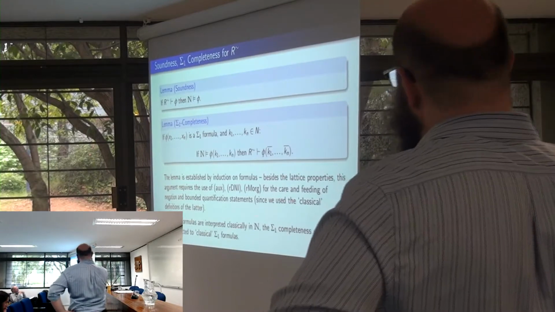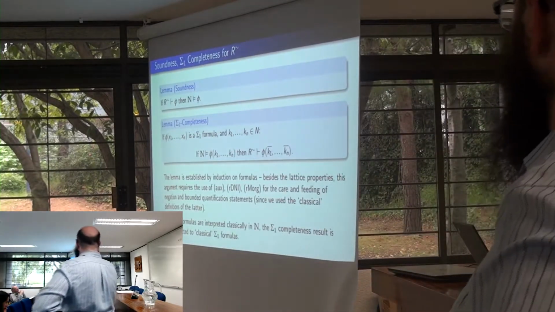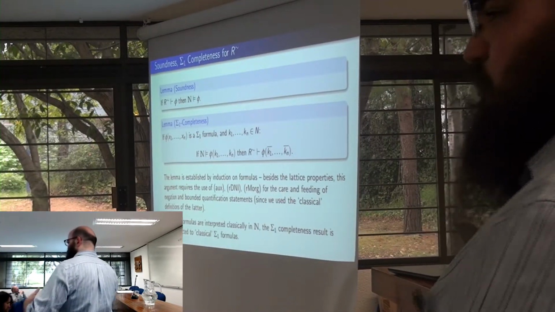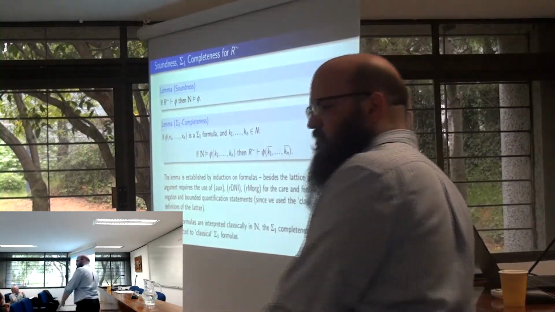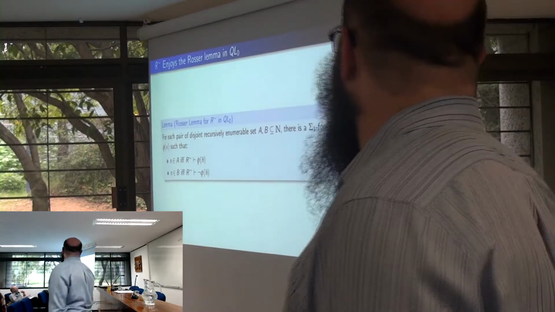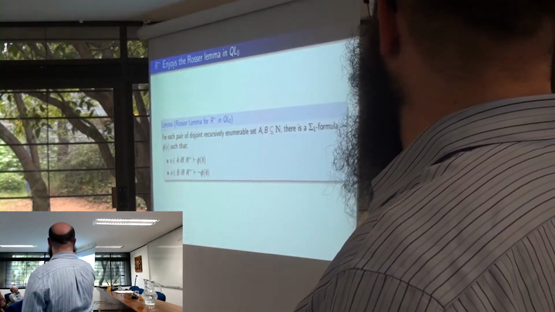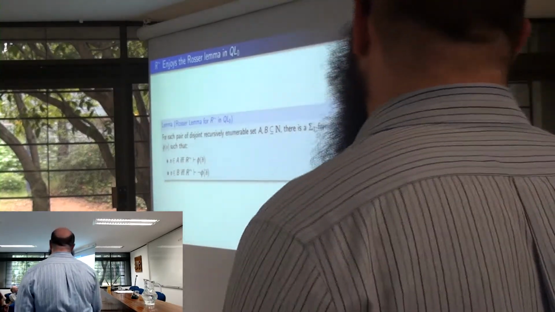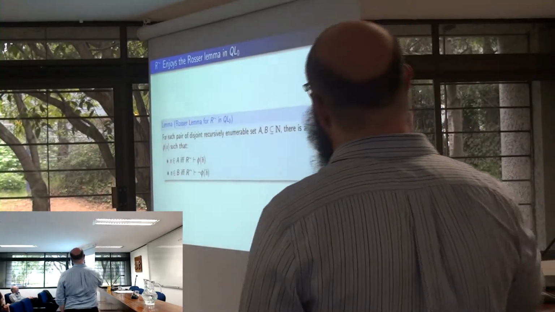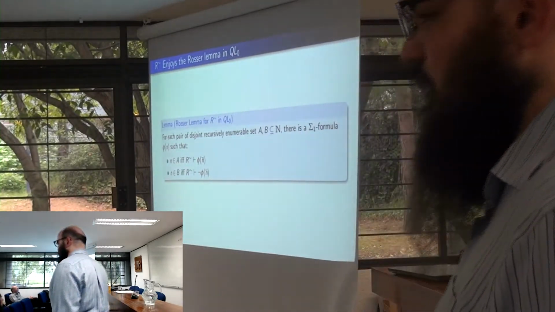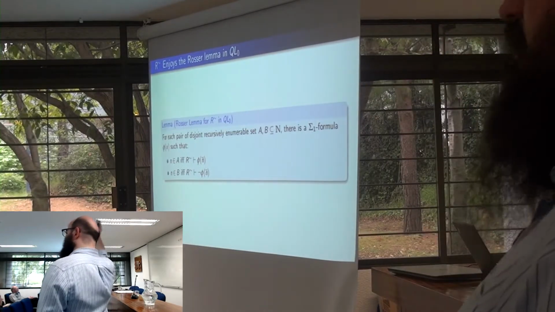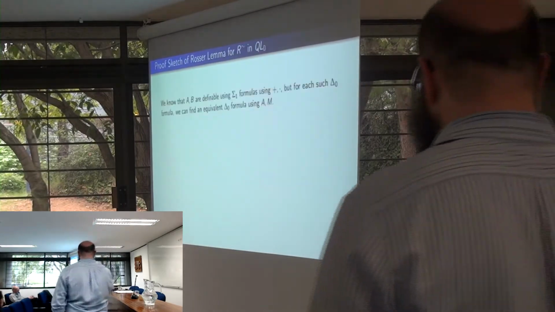given that the formulas are interpreted classically in N, this sigma 1 completeness result really is restricted to the classical readings of those sigma 1 formulas, but that turns out to be enough for our purposes. So we can show, in particular, the Rosser lemma for R sim and QL0, which we stated already. And I'll briefly sketch the proof to see where, roughly speaking, we're using the additional principles beyond lattice logic.